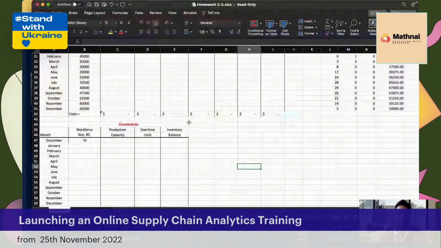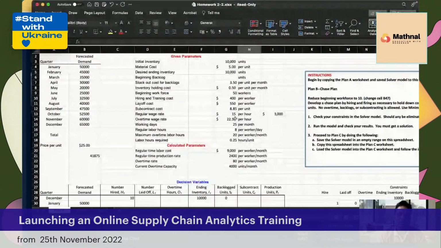So guys, you are able to see the screen, and this is an important screen. You will encounter these kinds of situations in your supply chain. This is a very familiar screen for all supply chain professionals.